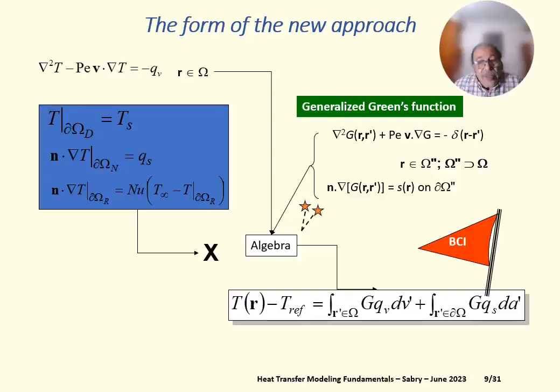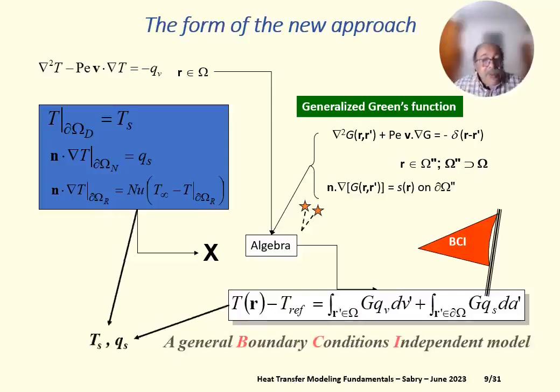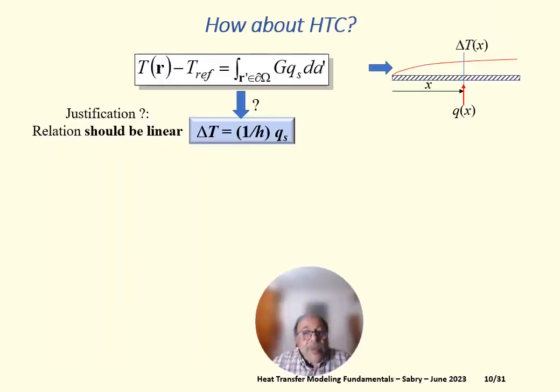Now, this relation should replace the partial differential equation, and it does. This is a general boundary condition independent linear model. I have to use it together with boundary conditions in order to obtain TS and QS, temperatures and heat fluxes on the surface. Now, how about the heat transfer coefficient, HTC?